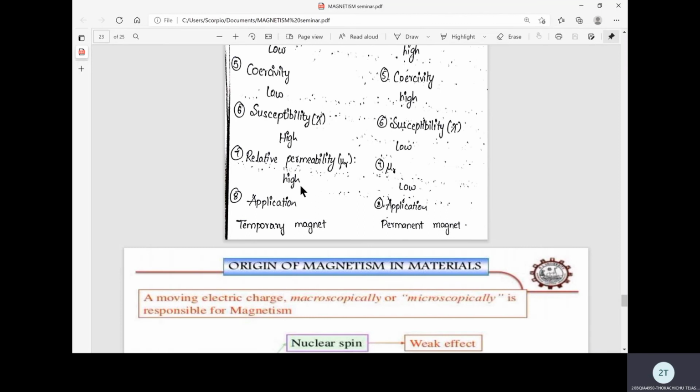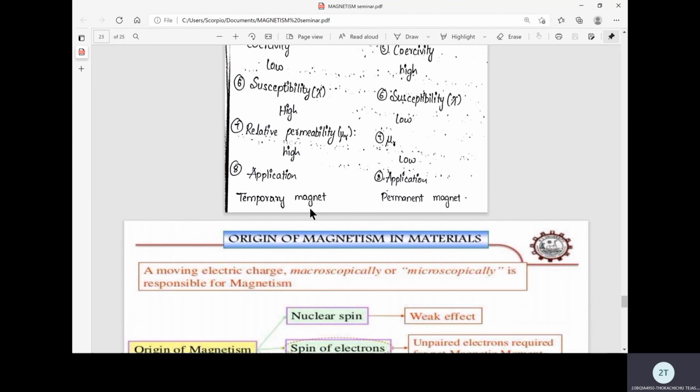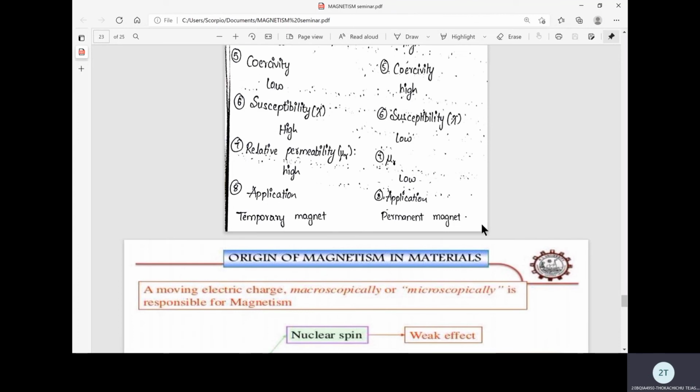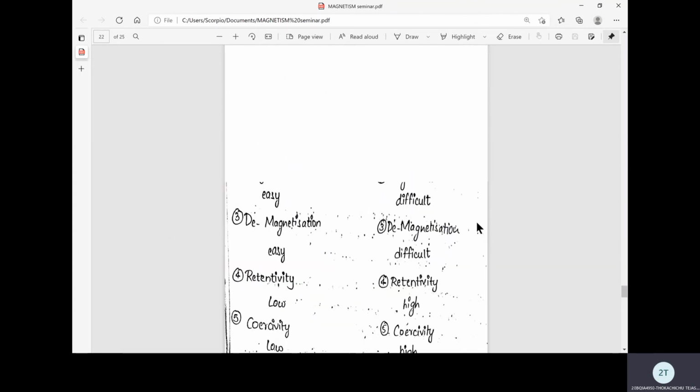And permeability is also similar: it's high for soft and low for hard. And the applications which we discussed before: temporary magnets for soft magnetic materials and permanent magnets for hard magnetic materials.